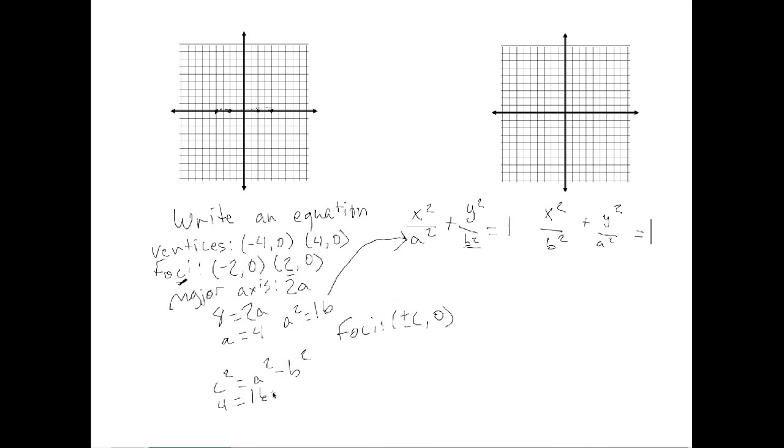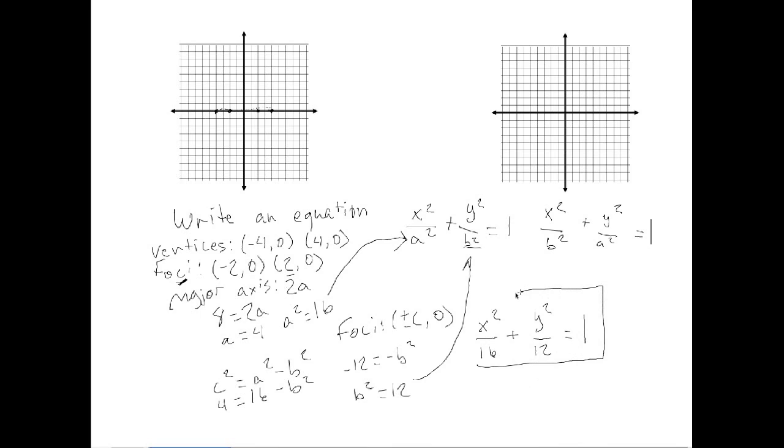So 4 equals 16 minus b squared. You subtract 16 from both sides, you get -12 equals -b squared. Get rid of that negative sign, multiply both sides by -1, you get b squared equals 12. Look at that. So that would mean that our final equation would be x squared over 16 plus y squared over 12 equals 1. And that right there would be your final answer.